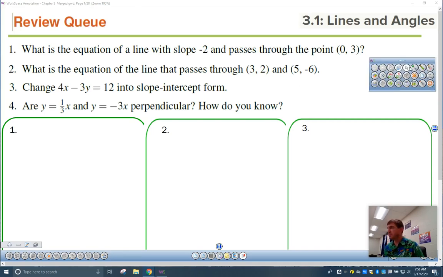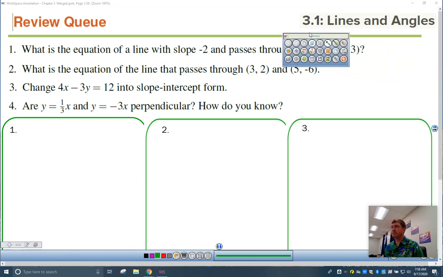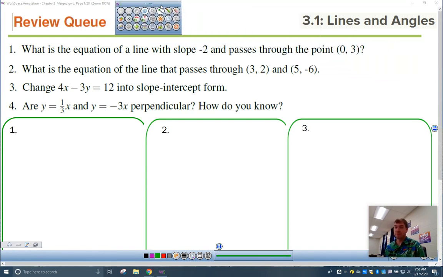In this video, we're going to be discussing lines and angles, and you'll see a little bit more than what we've talked about with lines and angles thus far. First, we're going to do a little review here, see if we remember some of our algebra.